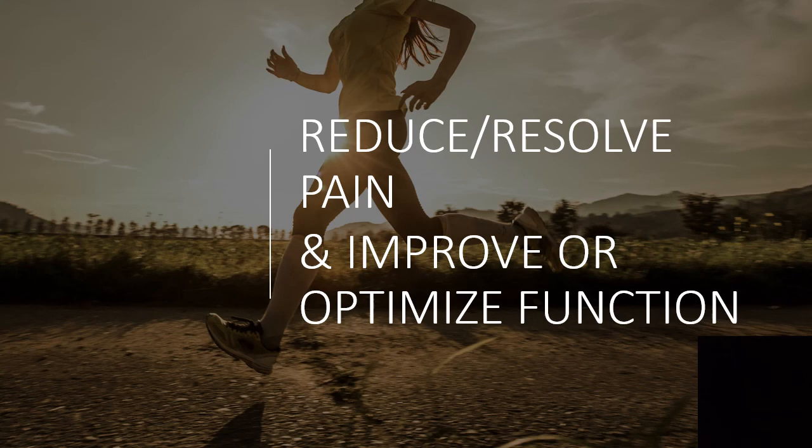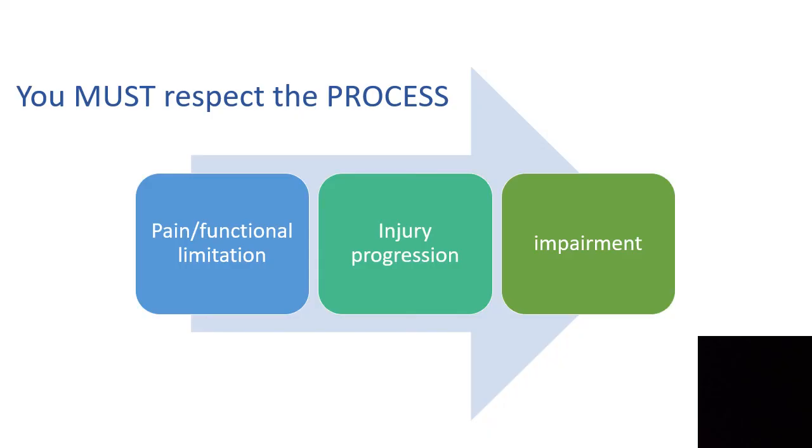So the primary objectives in treating these repetitive motion injuries is to resolve pain and improve and optimize function. So again, respecting the process, most patients are going to start out with some sort of pain that comes on rather gradual and can progress over time to a noticeable functional limitation. And then following the spectrum, this progresses to injury progression and ultimately impairment. And it's a big distinction to make between a functional limitation and an impairment.